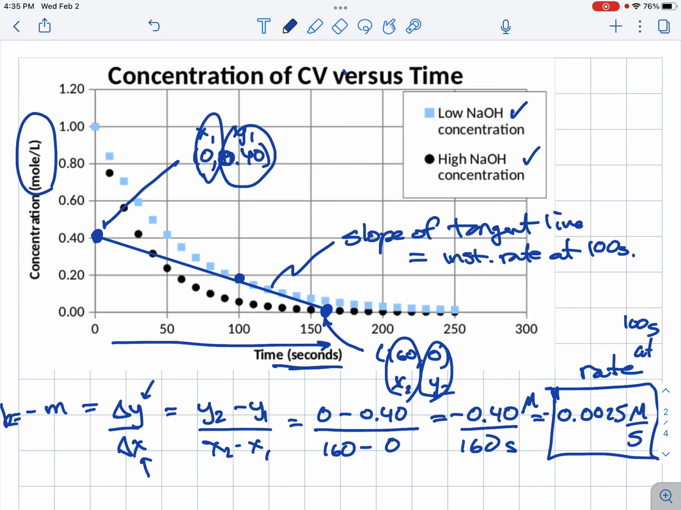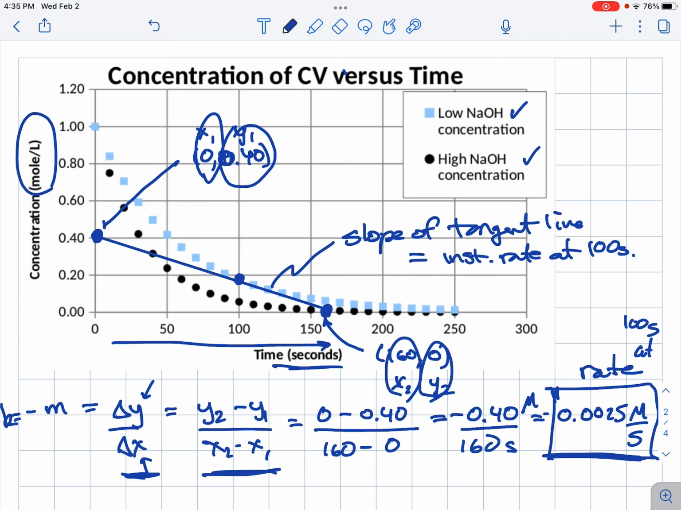That is something else. You don't need to worry about it right now. So the key thing here: draw a tangent line. It touches the curve at one point. Take 2 points on that line, figure out what they are, and plug them into the delta y over delta x equation. That's going to give you the rate of the reaction at that point in time.